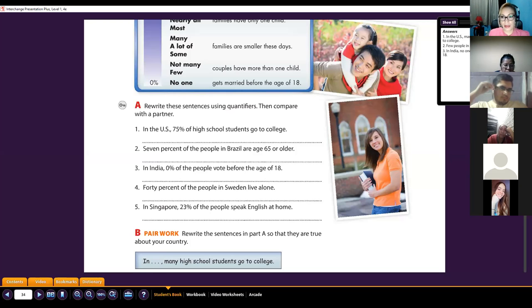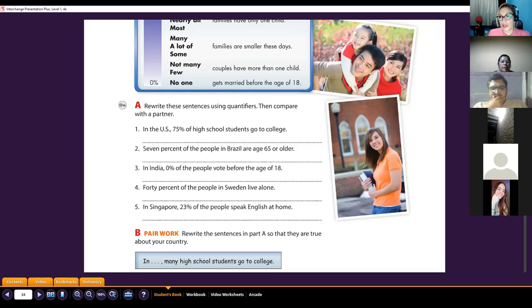Let's see what is the correct one, many or some people, for number four. Yeah, some people. What about number five? What do you have? In Singapore, not many people speak English at home. Yeah, but you can use some others, as I was telling you before. If you use not many or some, few, that's okay. So with this done, we're going to move to a review.